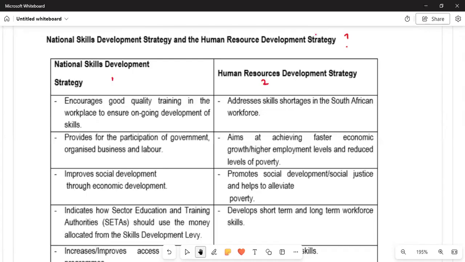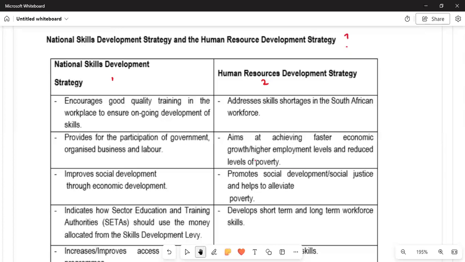Also, under NSD, it provides the participation of government, organized business, and labor. It also improves social development through economic development. You all know that whenever the skills are provided, that is going to be very helpful to the economy of the country. It indicates how sector education and training authorities should use the money allocated through skill development levy. That is very important.